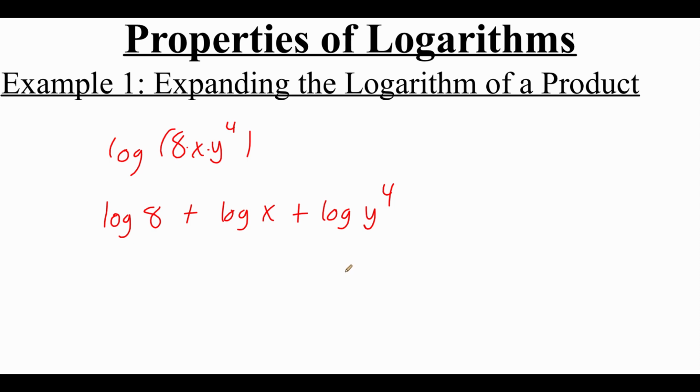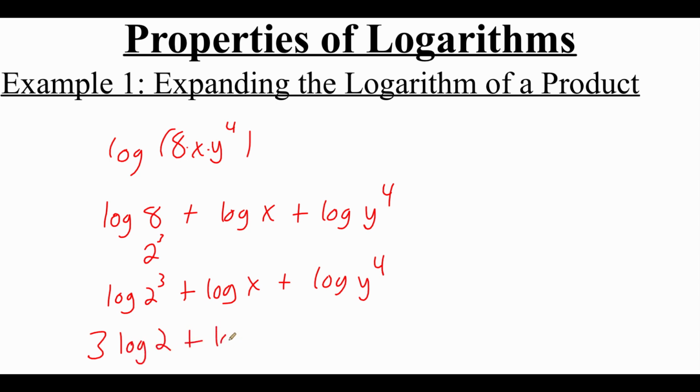Now if we're trying to simplify this down, we might consider rewriting this 8. We know that 8 is 2 cubed, so I can think about this as log of 2 cubed plus log of x plus log of y to the fourth. Then I see a couple of things that have powers on them, so I can also use the power rule to take those exponents and drop them down in front of those logarithms. I would take this 3 and put it in front of this log 2. This log of x is going to stay the same because there's no power on that x. And with this log of y to the fourth, I would take that fourth power and drop it down in front of this logarithm.